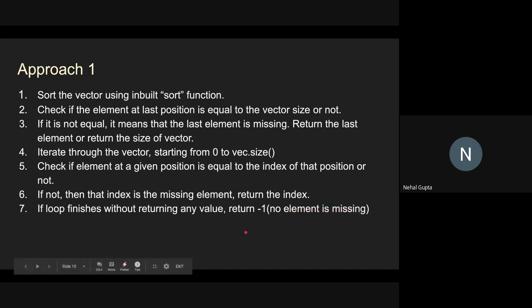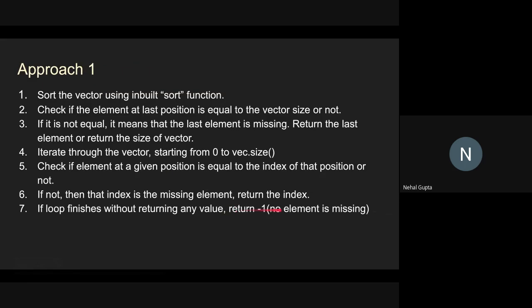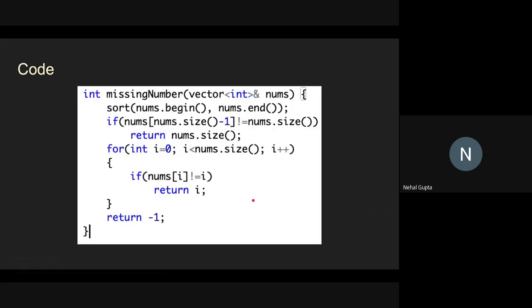missing from the vector. But in this question, there is no case to show that the vector might be complete in some cases. So you will never get -1 value from this question. You will always get some missing element's value. So I'll show you the code. Everything will be easier to visualize when you see the code.